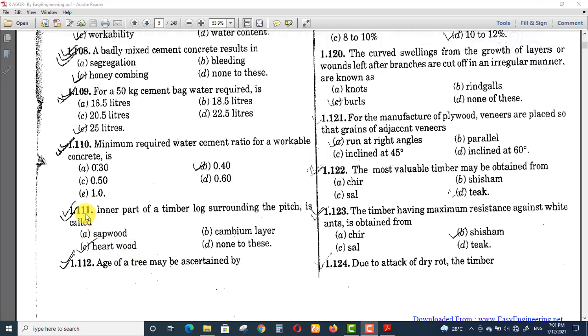In question number 111, the inner part of timber log surrounding the pitch is called, right? In the previous class we have discussed that the innermost part of the cross section of a timber log is called hardwood.